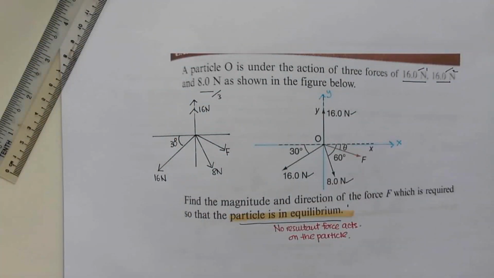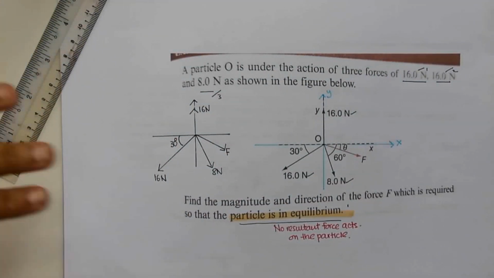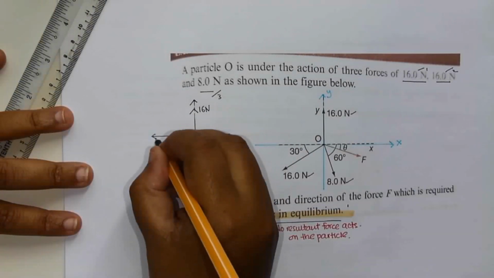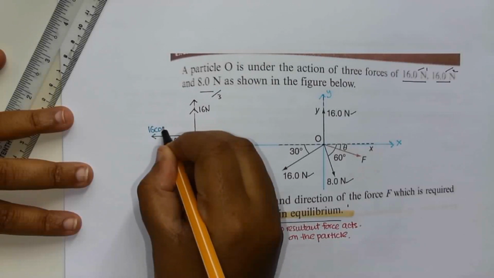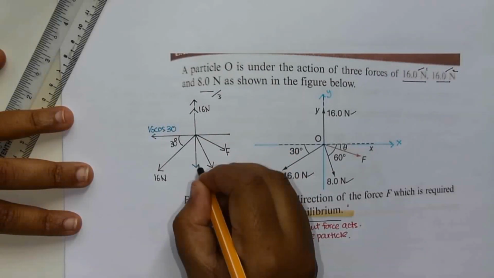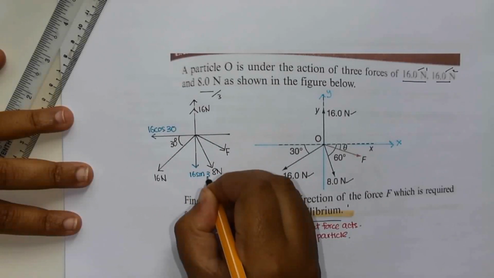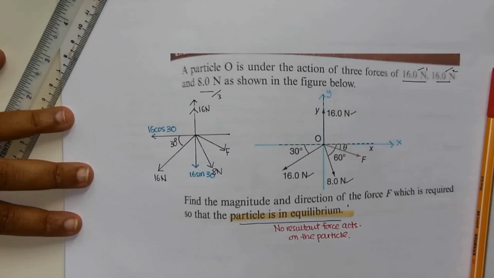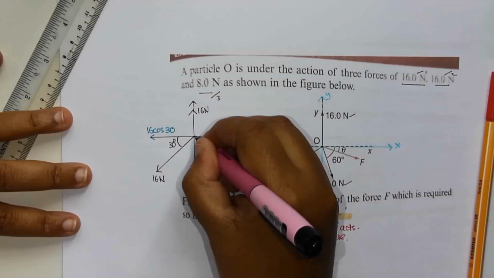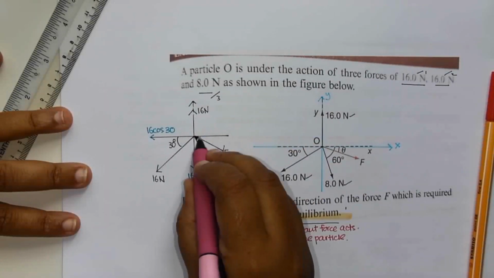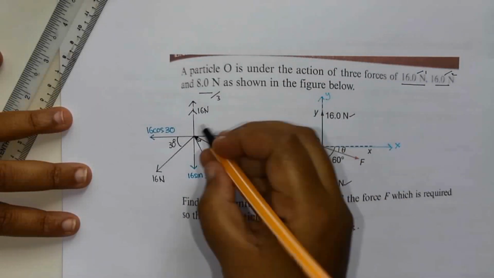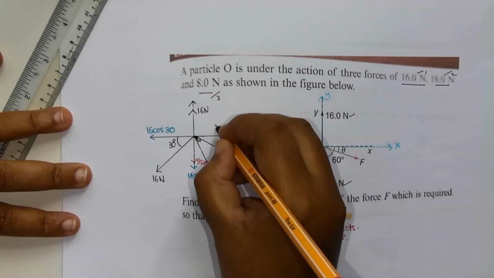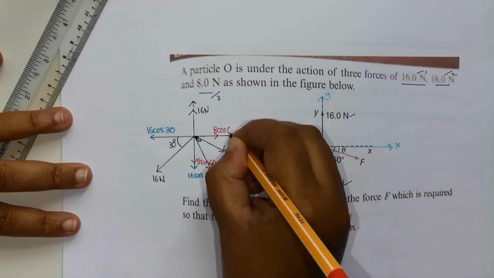The forces that are not on the y-axis and x-axis need to be resolved. So we need to resolve the 16 Newton. Here is going to be 16 cos 30 outward, and here 16 sine 30. Then I'm going to resolve the 8 Newton, whose angle is 60 degrees from the horizontal. Here is 8 sine 60, and here 8 cos 60.